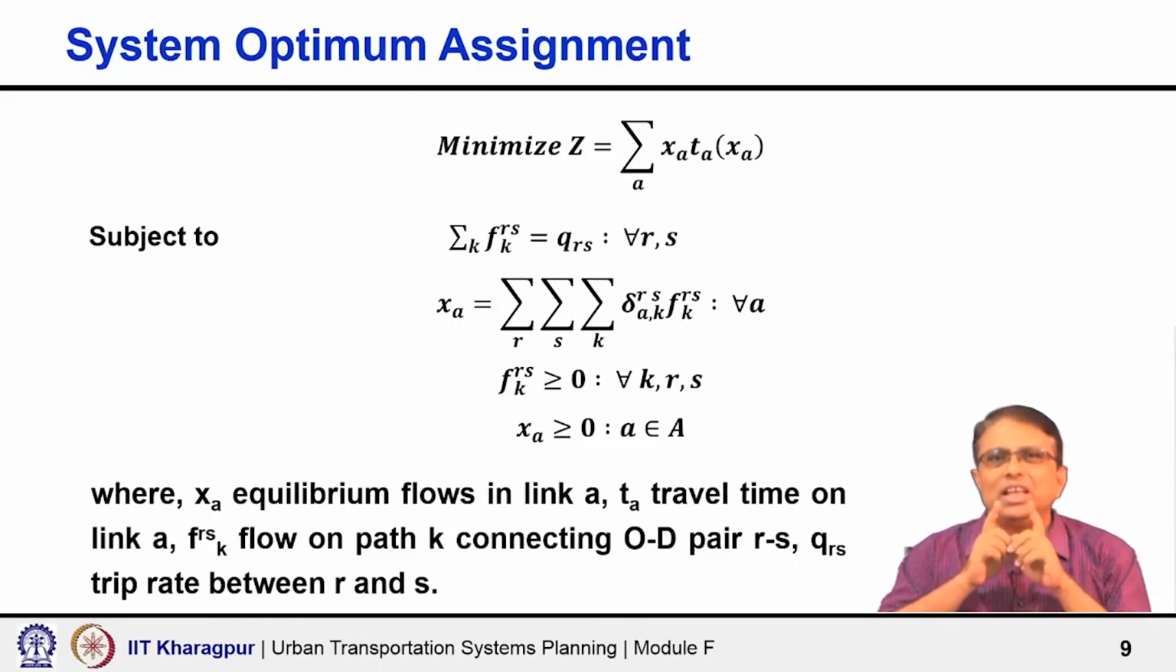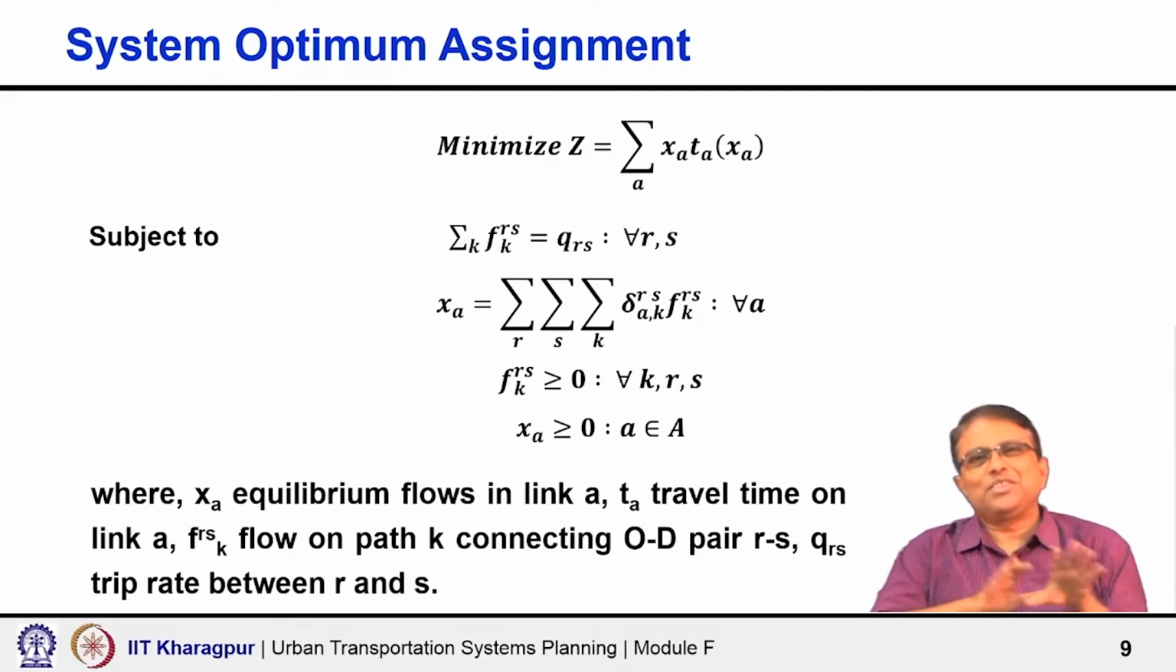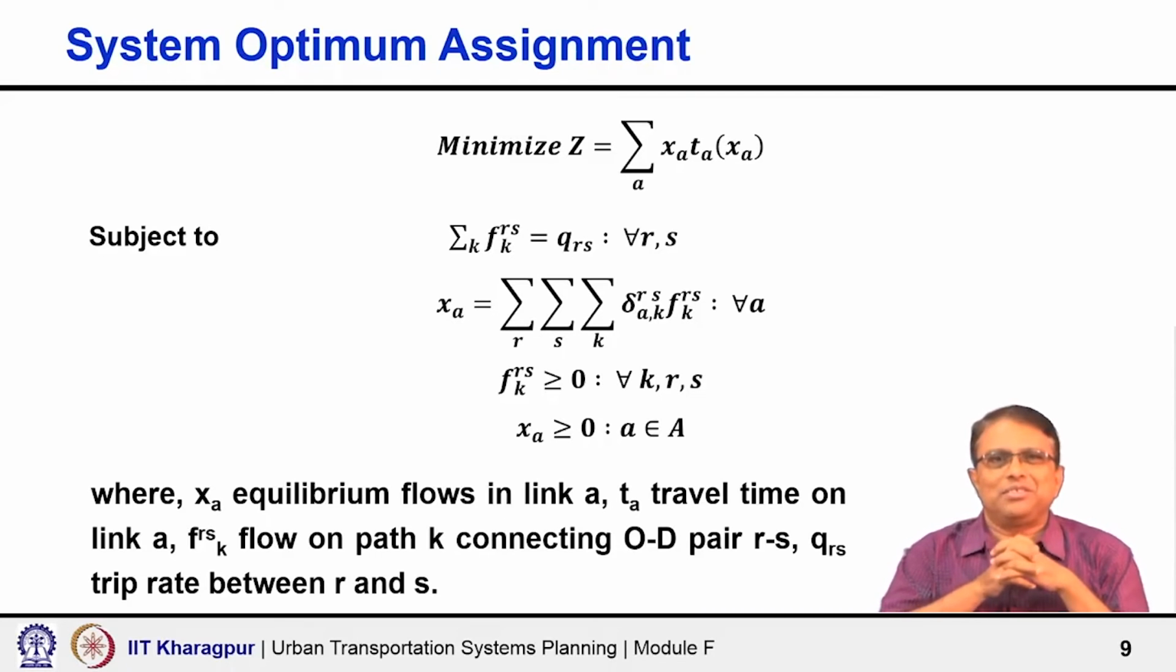What value of x A is minimizing my Z? That is x A times T A, which is a function of x A, summed over A, that is getting optimized. Whatever flow distribution will optimize this, that is my system equilibrium flow, subject to certain constraints which are again very similar. The constraint part is not really difficult.